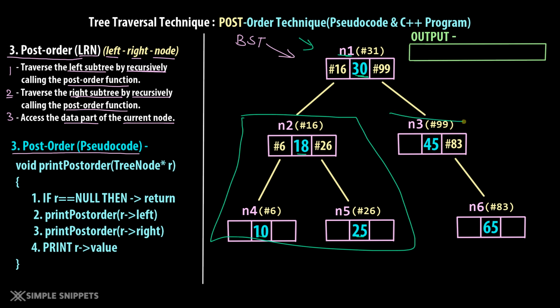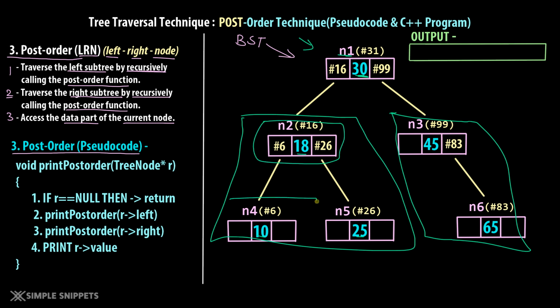And all the values in the right subtree, so this is the left subtree and this is the right subtree, all the values in the right subtree, which is 45 and 65, are greater than 30. So for this particular node, this is the left subtree and this is the right subtree. So for N2, 18 you can see is greater than 10, that is 10 is smaller than 18, hence it is a left subtree or left child.